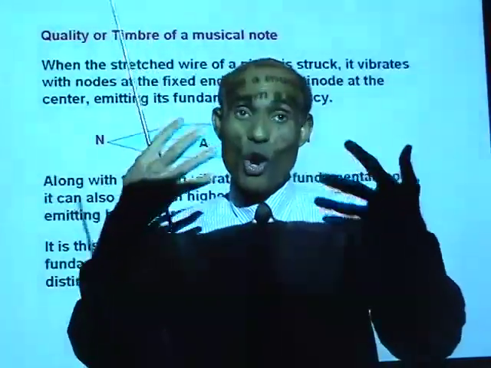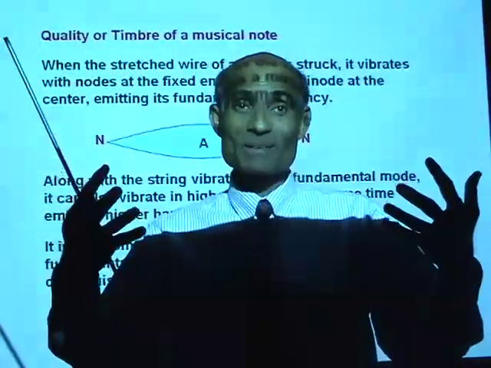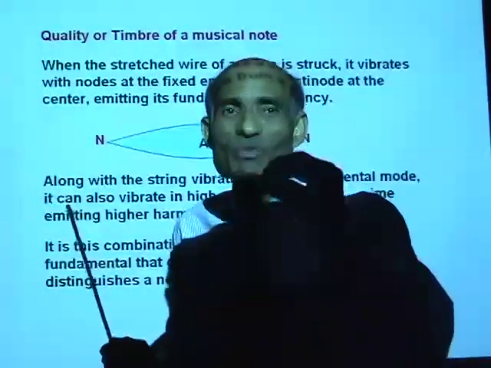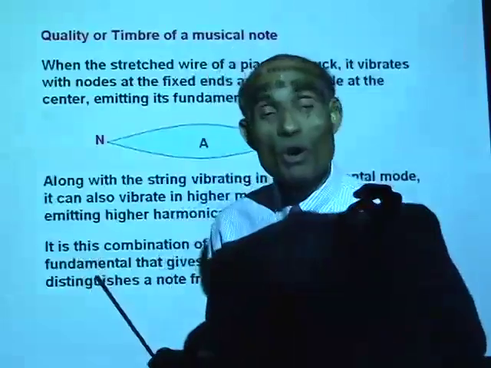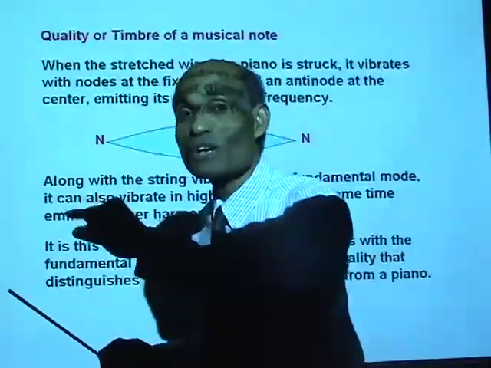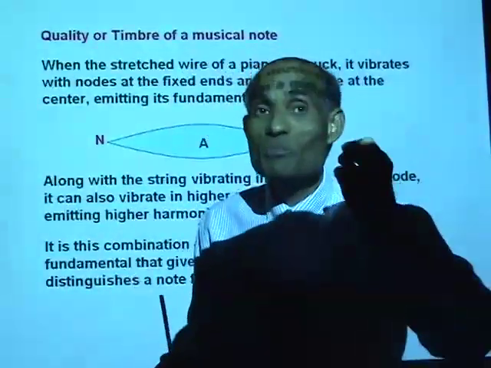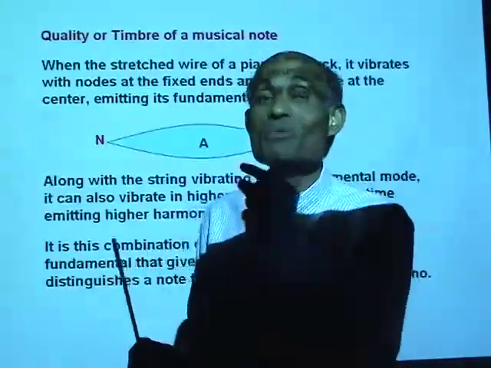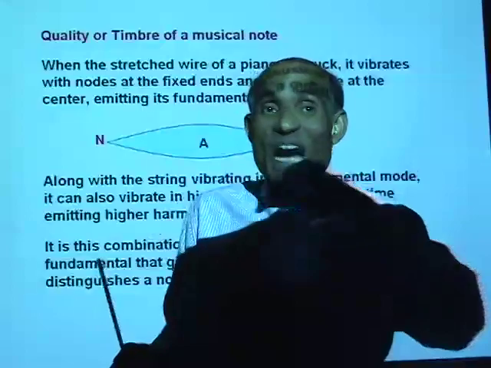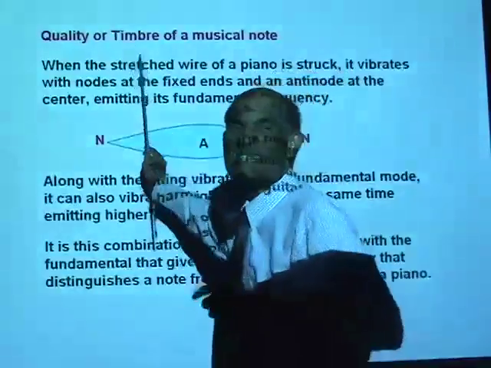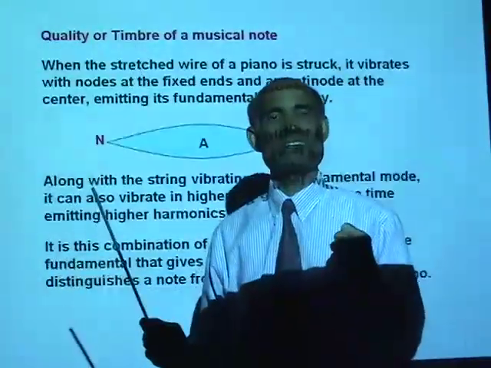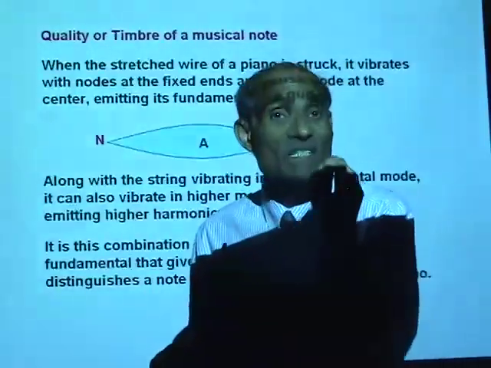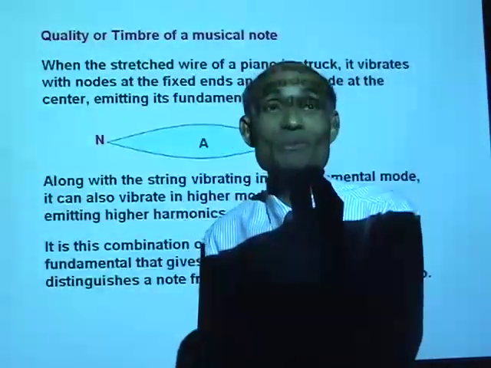You see that? They are all musical instruments. A particular note means a particular frequency. Although all these musical instruments can produce the same frequency, they will all sound different. It is that difference we call timbre or quality. And what is the contributing factor for the timbre of a musical note?